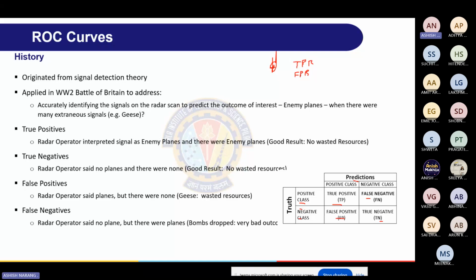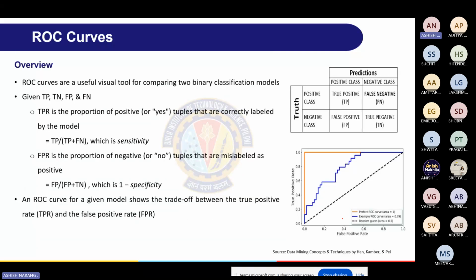Now, to understand ROC, as I talked about, there are two important things that matter. One is the true positive rate, and the other is the false positive rate, right? So let us look at what the true positive rate is. True positive rate is the proportion of positive tuples that are correctly labeled by the model. So let's say TP is what is correctly labeled by the model, right?